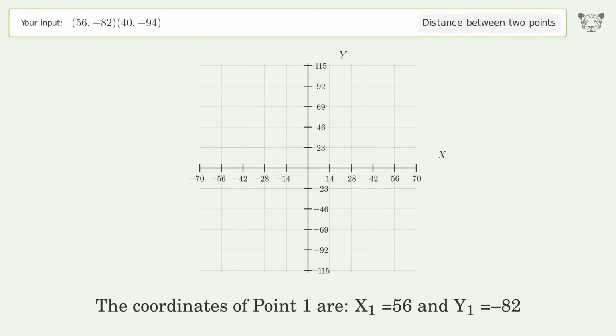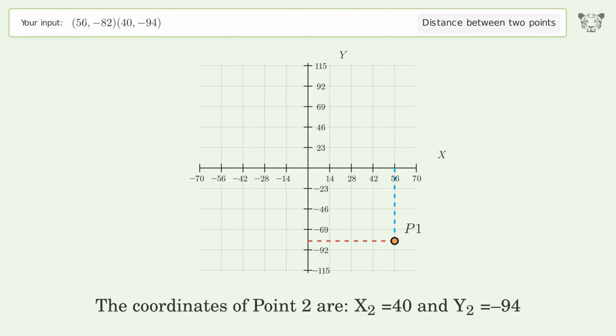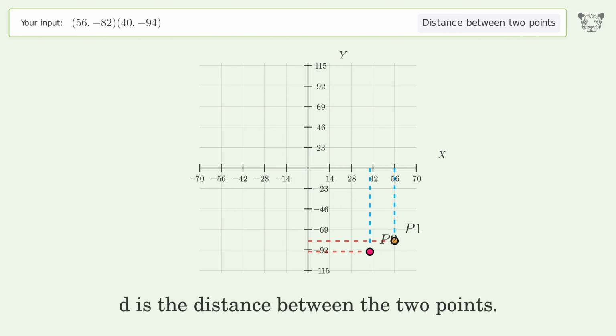The coordinates of point 1 are, x1 equals 56 and y1 equals negative 82. The coordinates of point 2 are, x2 equals 40 and y2 equals negative 94. D is the distance between the 2 points.